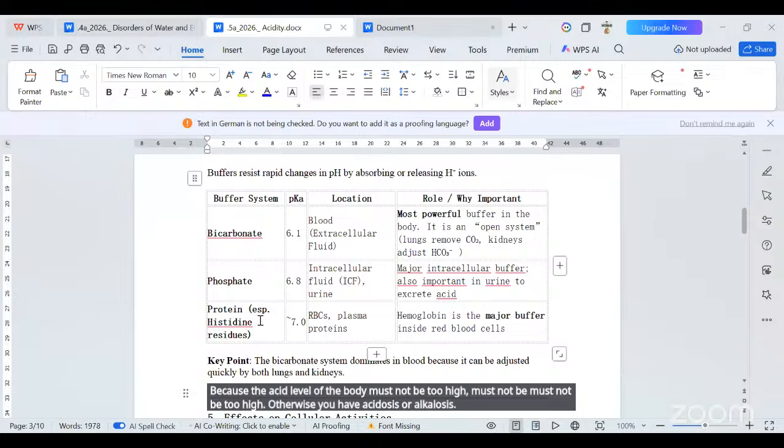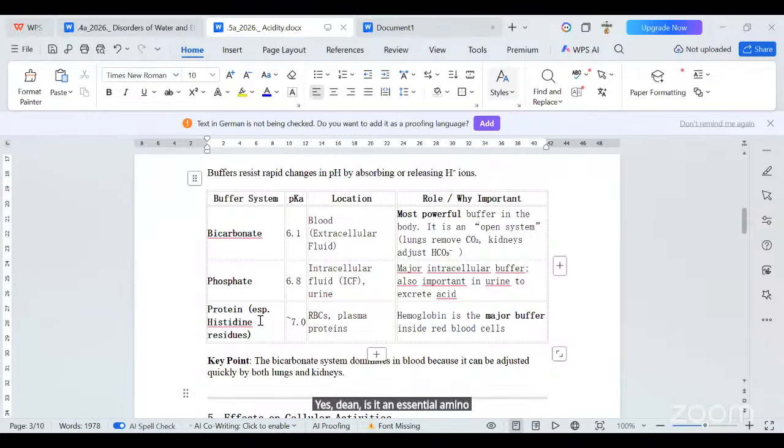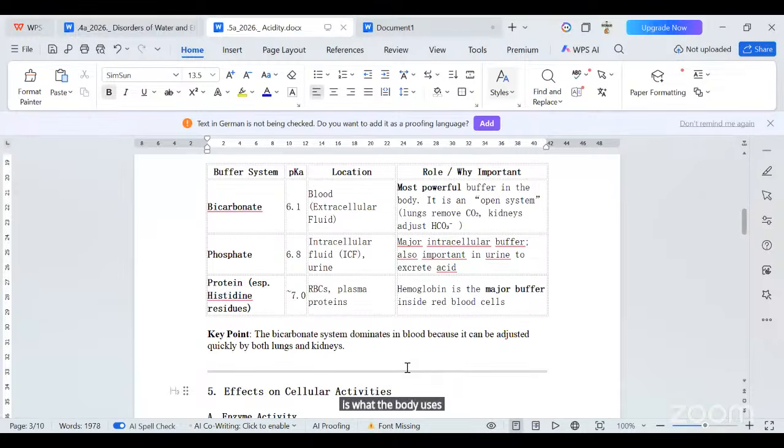Now, protein, especially histidine. Histidine, is it an essential amino acid or a non-essential? It's an essential amino acid, so we must get it from our proteins. Histidine is found in the red blood cells and plasma proteins. And hemoglobin is the major buffer in the red blood cells. So these three buffers are what the body uses to resist changing pH.